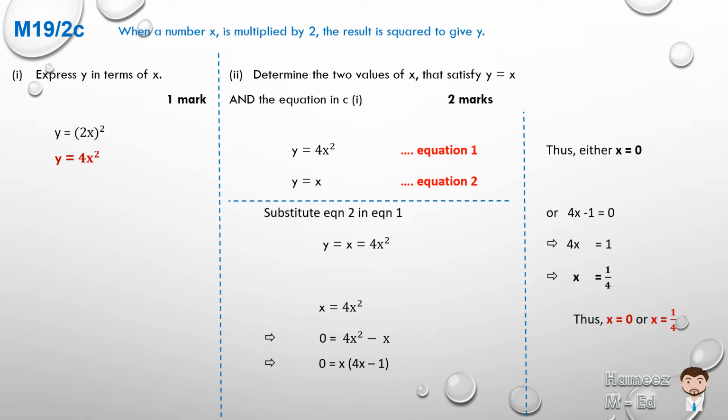And if you put them back into equation 1 and equation 2, you'll see that they work out to be the same. When x is 0, in equation 1, y is 0. In equation 2, y is still 0. When x is equal to a quarter, and we put it into equation 1, a quarter squared is 1/16. 4 times 1/16 is 1/4. So y also works out to be 1/4 in equation 1. And if we put x is equal to a quarter in equation 2, it means y is equal to a quarter as well.